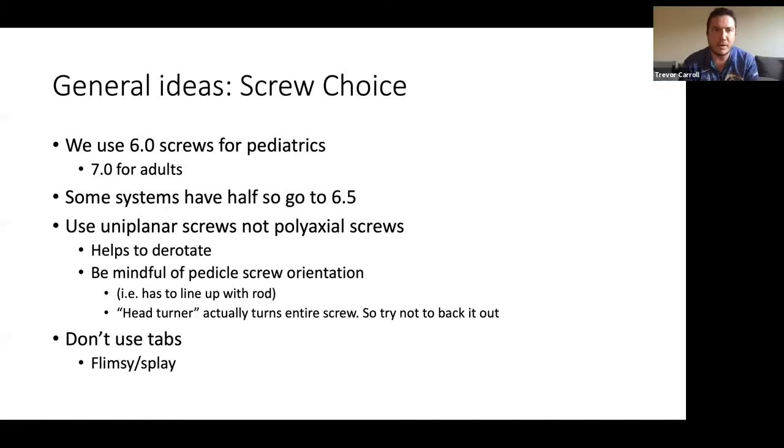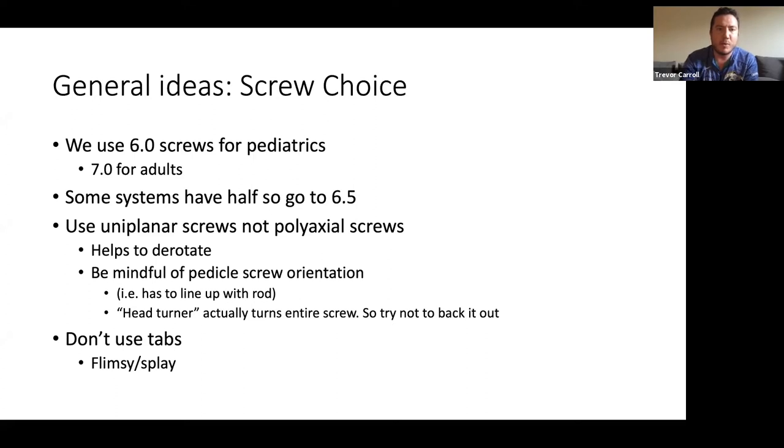Other things for screw choices: the system we use has even or whole sizes. So we use 6.0 screws for pediatrics, 7.0 screws for adults. If you have a half size system, then probably go to 6.5. Other things that are helpful are to use the uniplanar screws. That helps with your derotation as well.